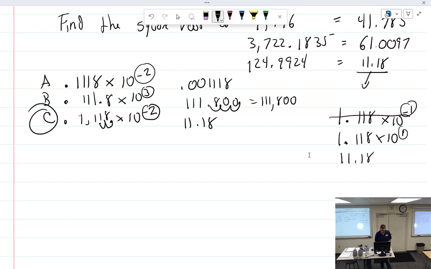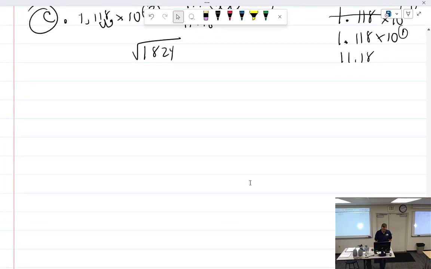All right, so let's see. Find the square root of 1824. I'll just do it shorthand, but it's written out just like it was before. Find the square root of. And what do you get for that one? 42.70831.